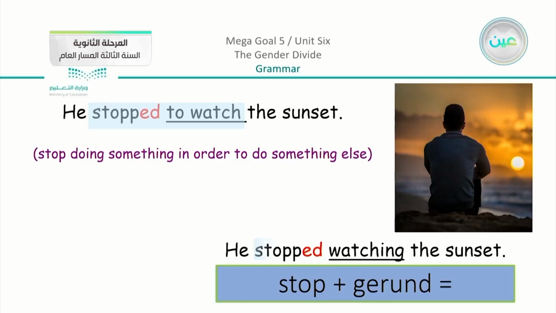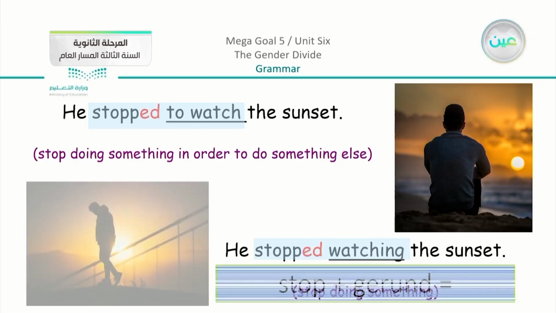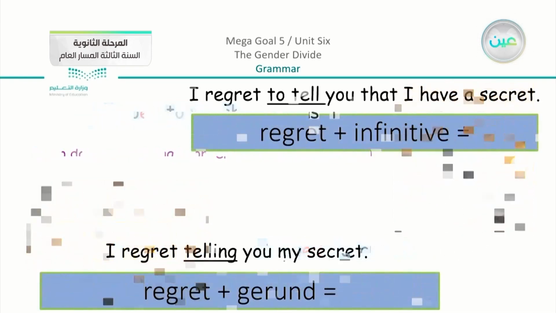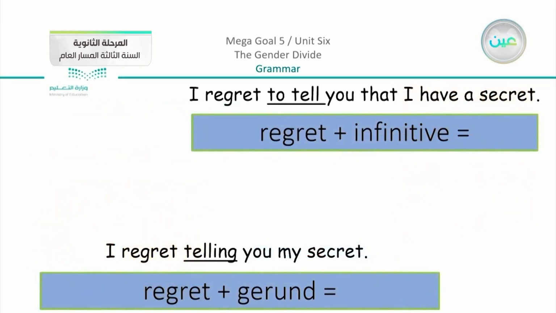The other example: he stopped watching the sunset. We have here stopped with the gerund, watching. We can see here that he stopped the action of watching and he completed another action. So you can see that there is a very clear difference in meaning. We have the same verb stop, but with the infinitive or the gerund, the meaning is different. Moving on, we have here the verb regret.